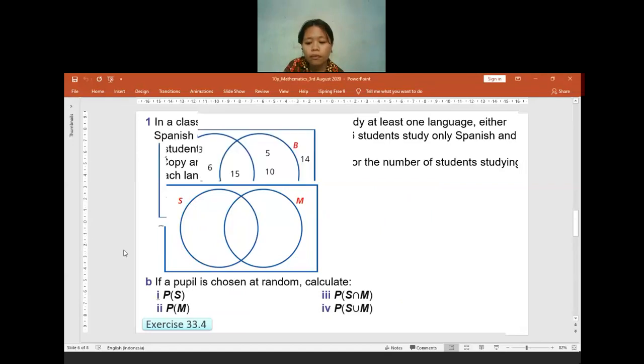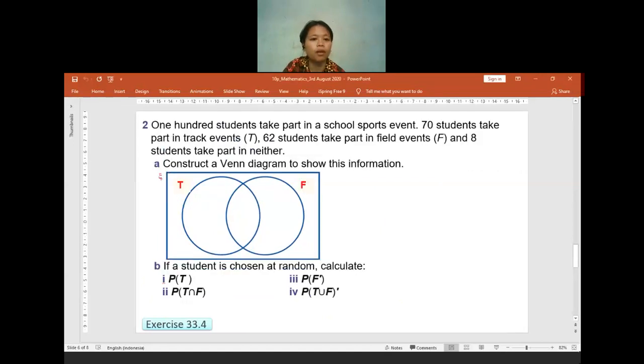For question 2. 100 students take part in a school sport event. 70 students take part in a track event, we label it as T. 62 students take part in the field event. 8 students take part in neither. So anyone want to help me find how many students take the track event only? Is there anyone who wants to help me?